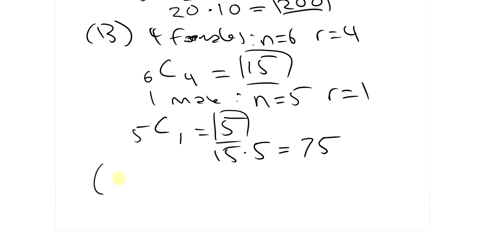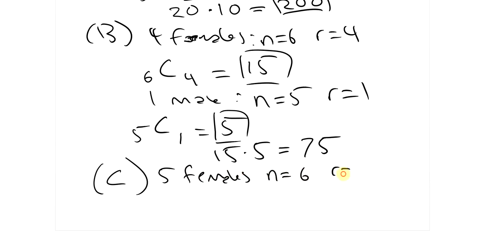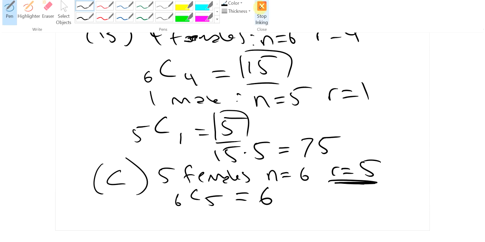For part C, 5 females, and N is 6, R is 5. Here, same as before, kind of. How many ways can we choose 5 females from 6? That's kind of the same as not choosing one of them. So 6C5 is going to be 6 because it's like we're not choosing one of them.